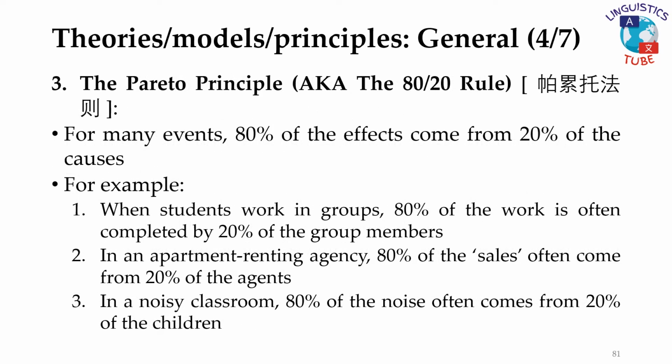The third theory I want to share with you is the Pareto principle, which is also known as the 80-20 rule. Its name comes from the fact that, for many events, roughly 80% of the effects come from 20% of the causes. For example, it is often observed that when students are working in groups, 80% of the work is completed by 20% of the group members.